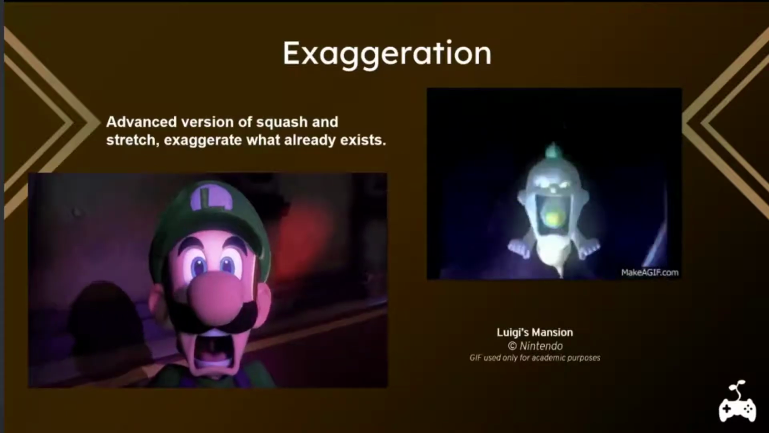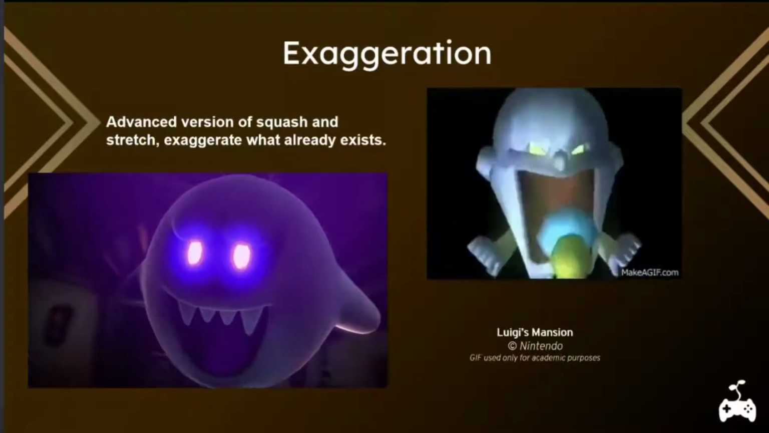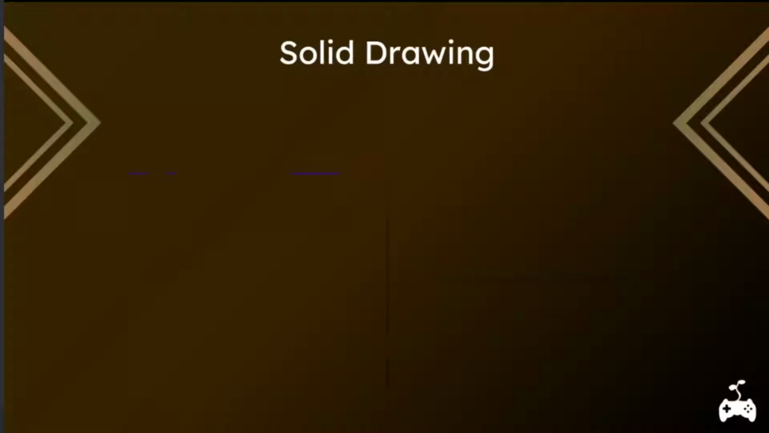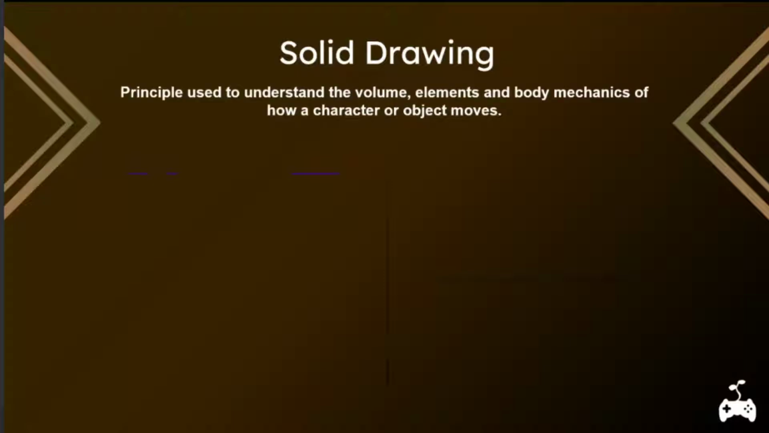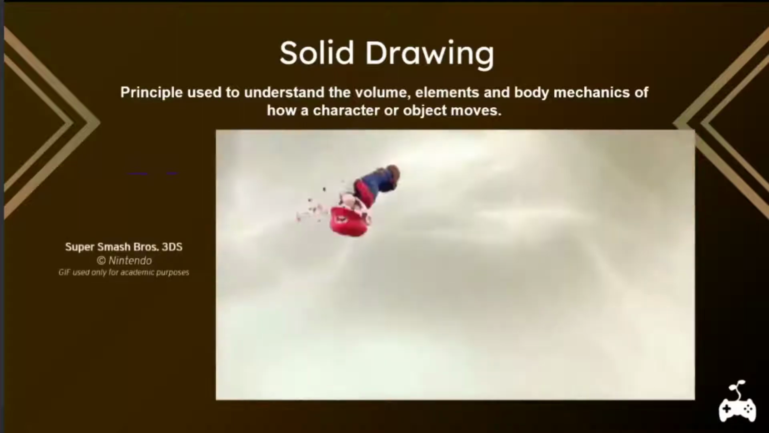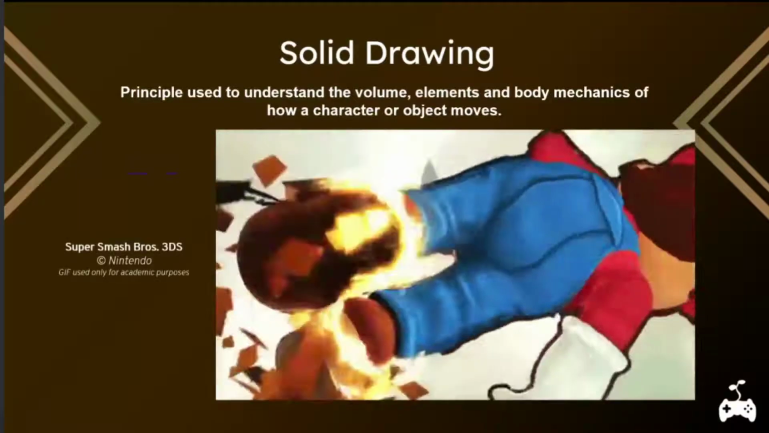Now, and last but not least, solid drawing. This principle is used to understand the body mechanics of a character, the volume of an object, or the size of an environment. As the name suggests, it's basically the drawing of everything and how it transfers to the animation you want to create.